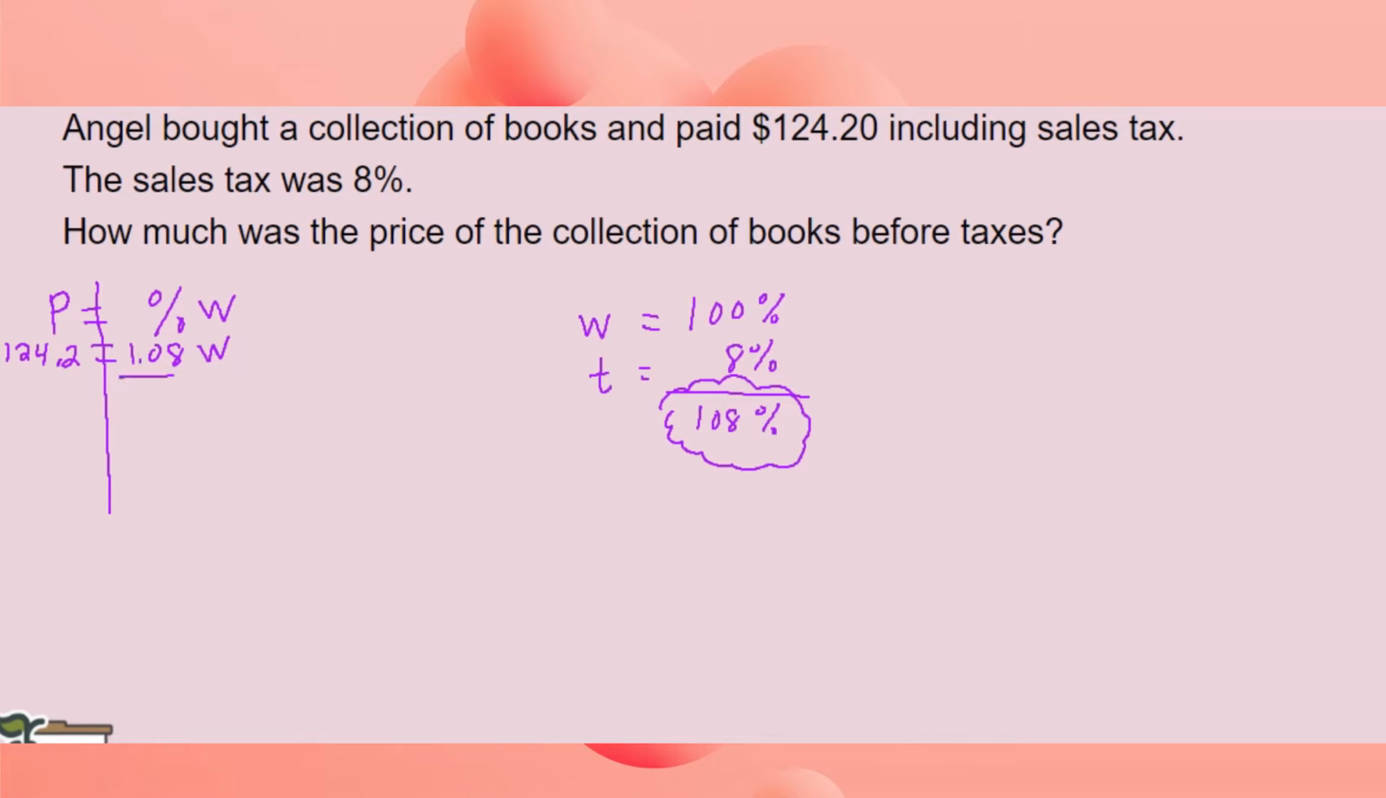So I'm going to isolate the variable by dividing 1.08 on both sides of the equal sign to maintain equivalency. When I divide that, I'm left with W equals 115. So what this lets me know is our whole, or the original price of the collection of books before taxes, is $115.